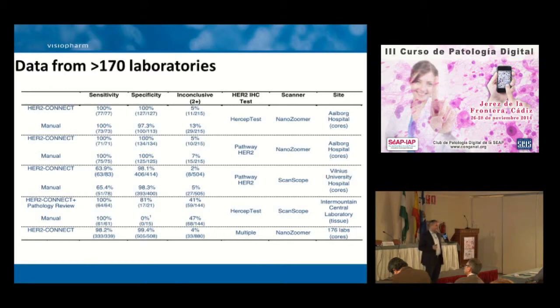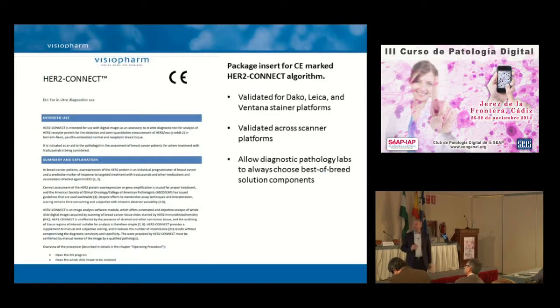So since then, we have collected data from more than 170 laboratories, so we're quite sure that it's robust and that it works. And we also have a package insert that tells you that it works for Dako-like and Ventana stainer platforms. It's been validated across the different scanner platforms, of course, including the Omnyx scanner, where it will now be released early next year. And what is important, we have heard, is that it truly allows diagnostic pathology labs to choose between the different stainer platforms.